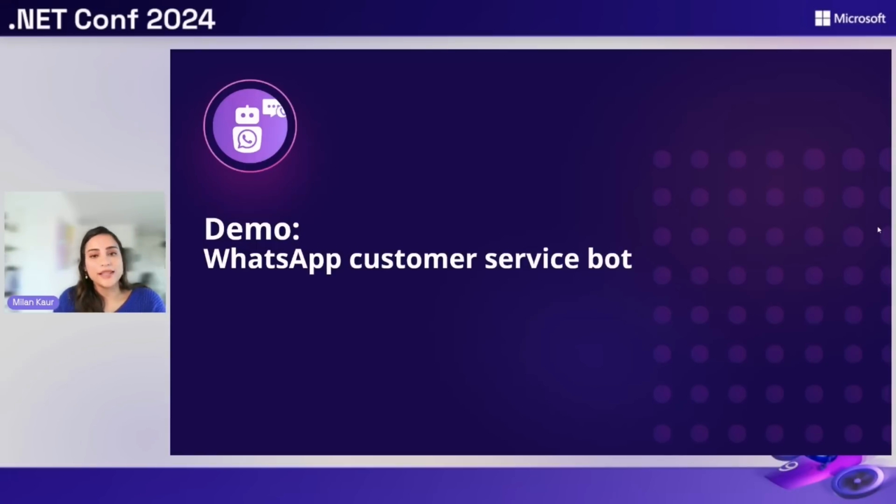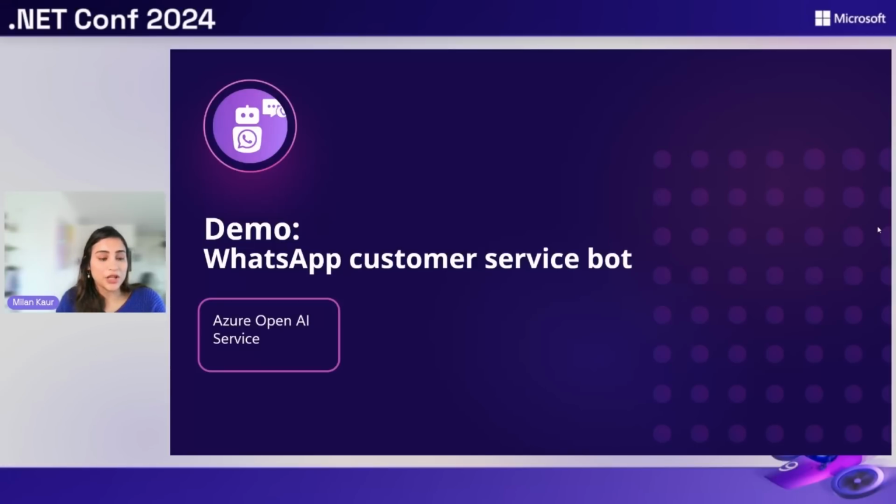This is a WhatsApp customer service bot. Now, imagine a fictitious company called Contoso Electronics, and they sell calculators. And most of their customers are in EMEA and APAC, where WhatsApp is really popular. So they thought, why not create a customer service bot, which is available round the clock, 24/7, where users can chat with this bot on WhatsApp on their phone and ask about any problems that they're having with their calculators and get troubleshooting steps. So let's see this in action.